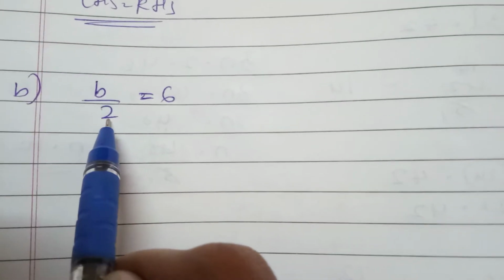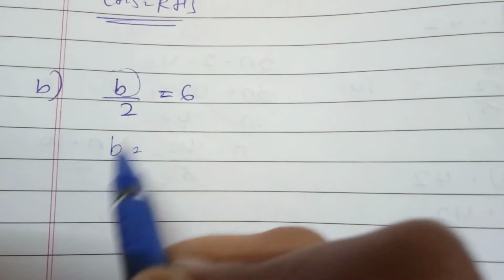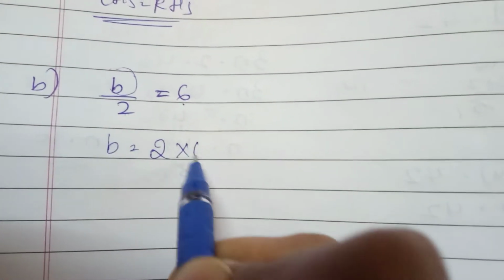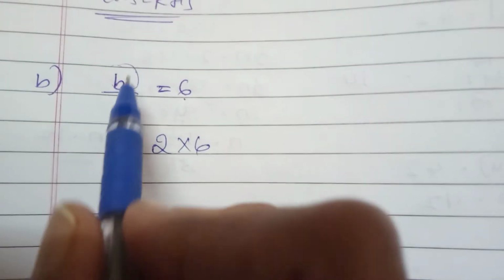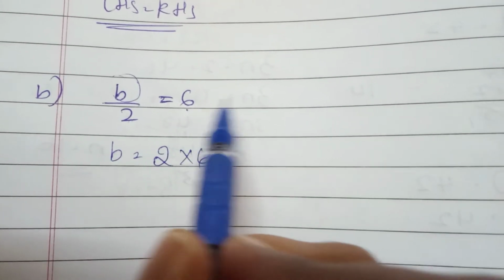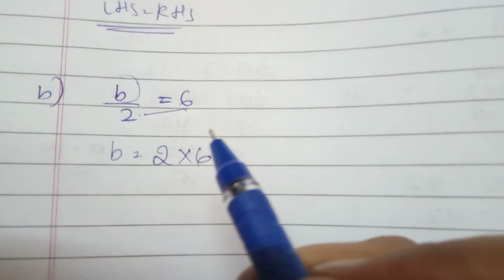So how to multiply the denominator and the numerator? We need to know the b value. So I am taking b outside. So 2 and 6 gets multiplied. So 2 into 6. Always remember when they give a fraction, if there is one more number without fraction on the right side, you can multiply the denominator with the numerator on the right side.